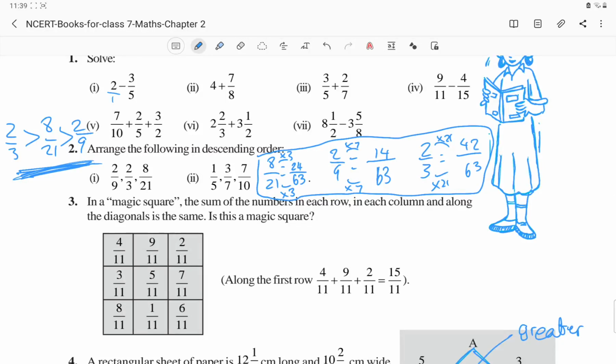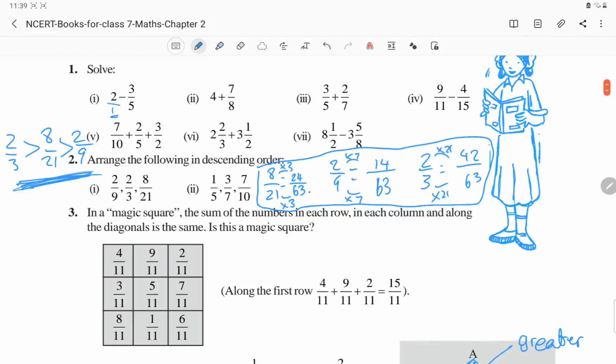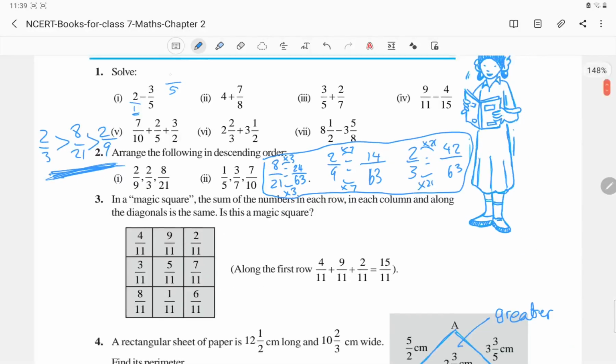Now let's convert this for the same denominator. We can do it into 5 because it's by 1. So 1 times 5 is 5. 2 times 5 is 10. So 10 by 5 minus 3 by 5 is 7 by 5. Okay? The answer is 2 by 5.